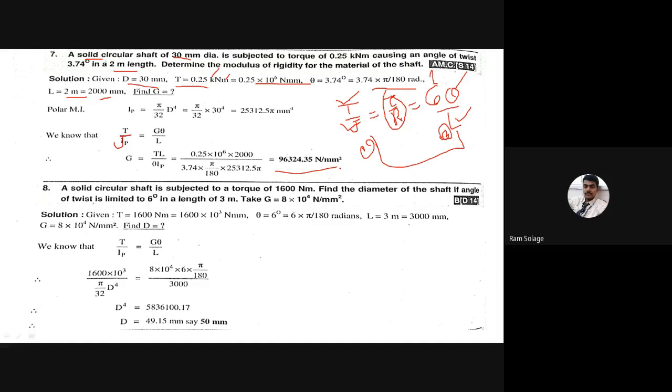सगळ्यांनी कॅल्क्युलेशन करा, बघून लिहू नका. बघून लिहिणं खूप सोपं आहे. Theta always we have to take in radian.